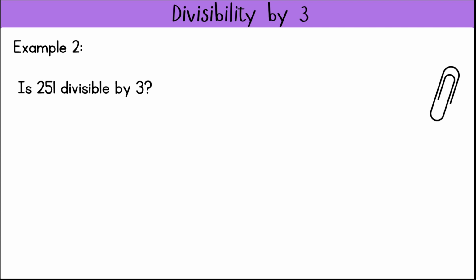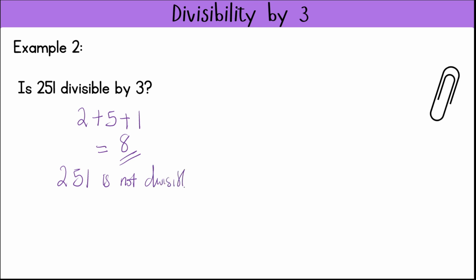Let's try this second example. Is 251 divisible by 3? So I'm going to have 2 plus 5 plus 1. 2 plus 5 is 7. 7 plus 1 is 8. 8 is not a multiple of 3, and 3 can't divide 8 equally. So therefore we can say that 251 is not divisible by 3.